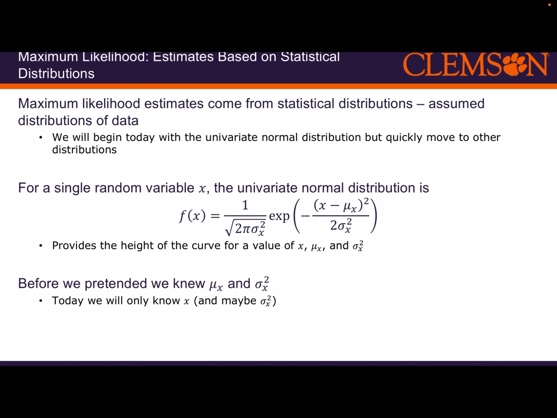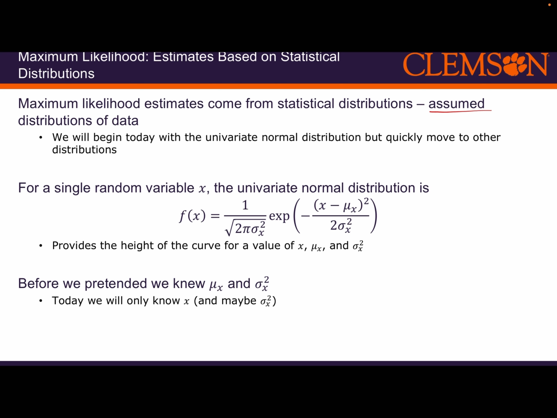So what goes into maximum likelihood? Well, maximum likelihood estimates come from statistical distributions, and those come from our model, and those are what is assumed by our model. So we're going to begin today with a univariate normal distribution, but we're going to quickly move to other distributions as we go forward.